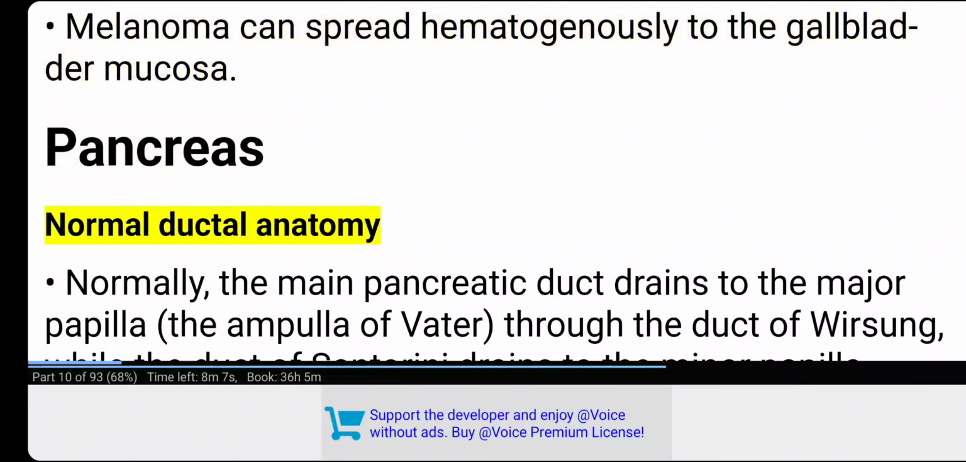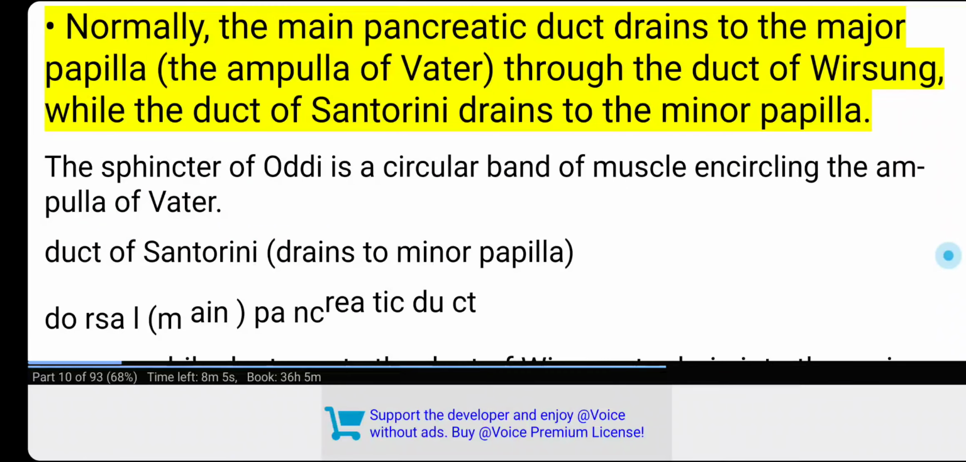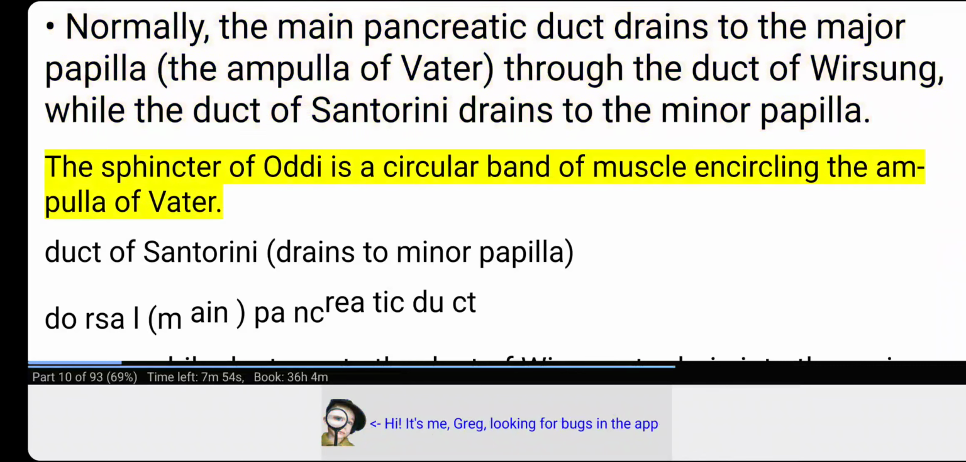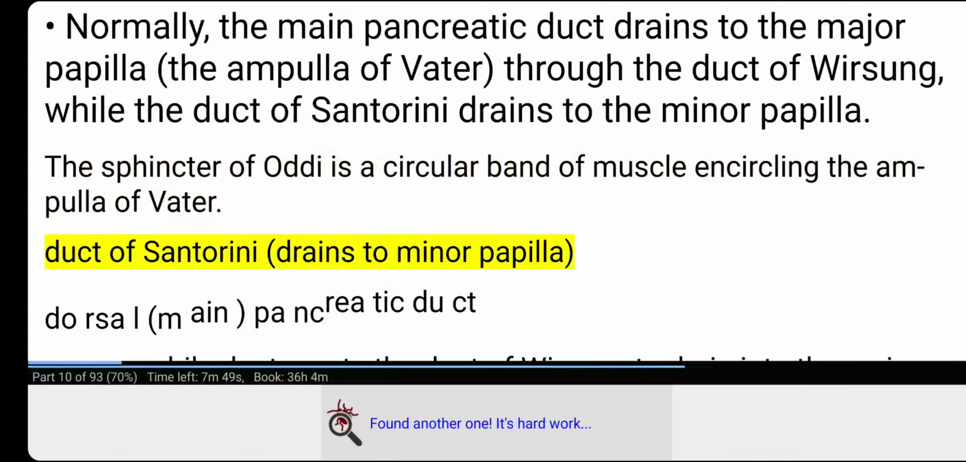Pancreas. Normal ductal anatomy. Normally, the main pancreatic duct drains to the major papilla, the ampulla of Vater, through the duct of Wirsung, while the duct of Santorini drains to the minor papilla. The sphincter of Oddi is a circular band of muscle encircling the ampulla of Vater. Duct of Santorini drains to minor papilla.